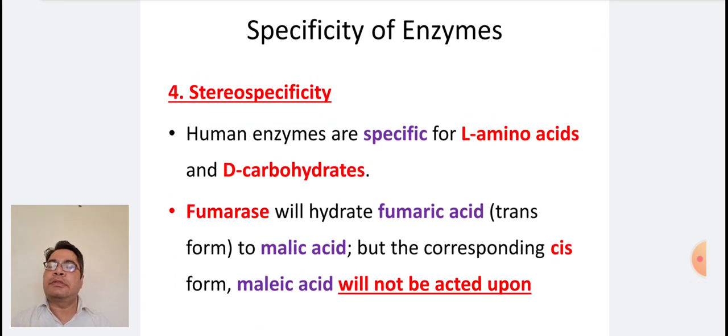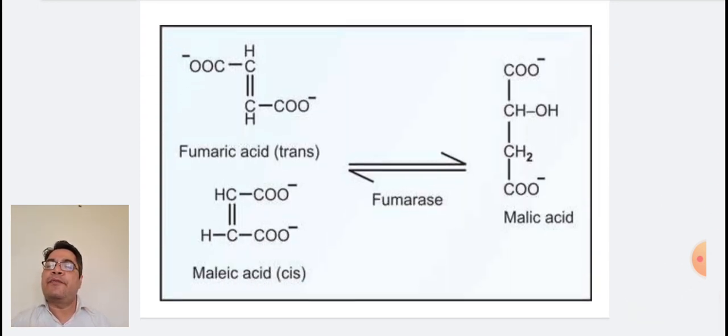Next is stereospecificity. Human enzymes are specific for L amino acids and D carbohydrates. Fumarase will hydrate fumaric acid, that is the trans form, to malic acid, but the corresponding cis form, maleic acid, will not be acted upon. In this diagram, we can see that fumaric acid, the trans form, in the presence of fumarase enzyme is converted to malic acid, but maleic acid, the cis form, is not converted.